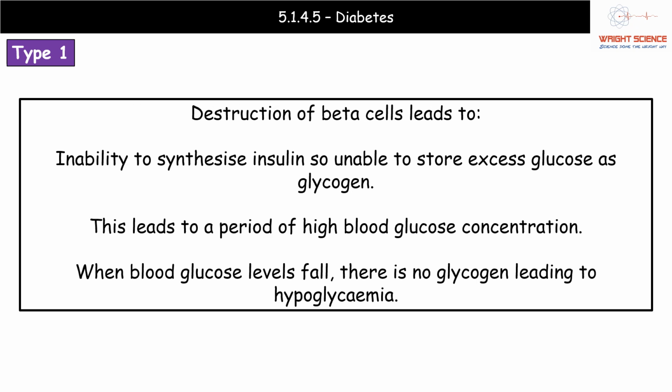Because those beta cells have been destroyed, we can't synthesize insulin, and therefore we're not able to store excess glucose from our bloodstream as glycogen. So that excess glucose remains circulating in our bloodstream and gives us a high blood glucose concentration for an extended period of time. That's not great news, because high blood glucose concentration affects a range of other organs in the body and causes harm. When blood glucose levels fall, we have another problem: we don't have any glycogen, none of that storage molecule present, so we've got nothing we can release glucose from. Therefore, we end up with hypoglycemia and the issues that can lead to.